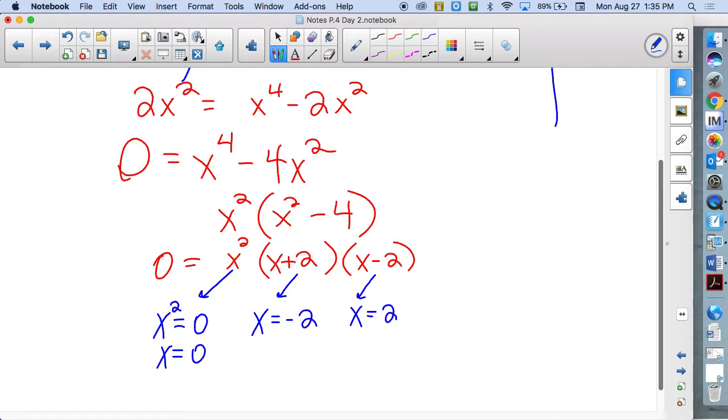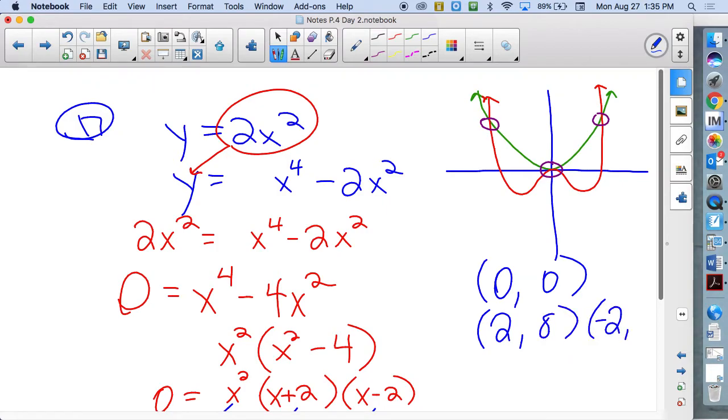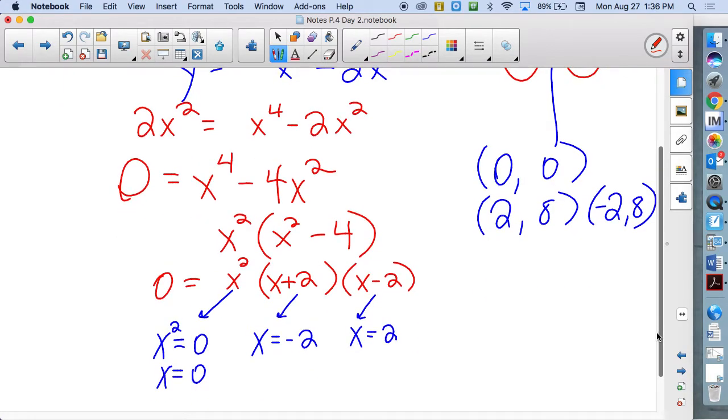So if you're finding where they intersect, these are 3 x's. How many y's should you have? 3, one for each of them. So going back to the original problem, it was y equals 2x squared. So if you plug a 0 in, 2 times 0 squared is 0. If you plug a 2 in, 2 times 2 squared is 8. And if you plug a negative 2 in, 2 times negative 2 squared is also 8. So algebraically, those 3 x values were arrived at by using the factoring, setting them equal to each other, and then solving. Questions?